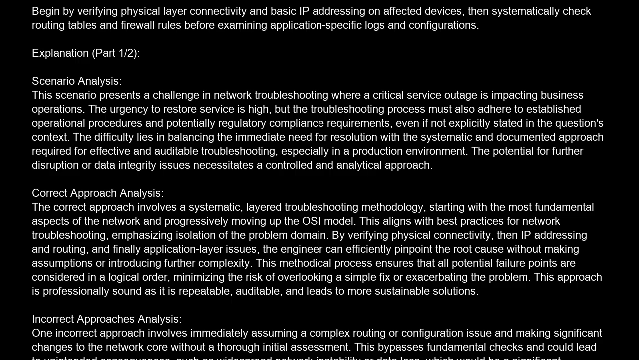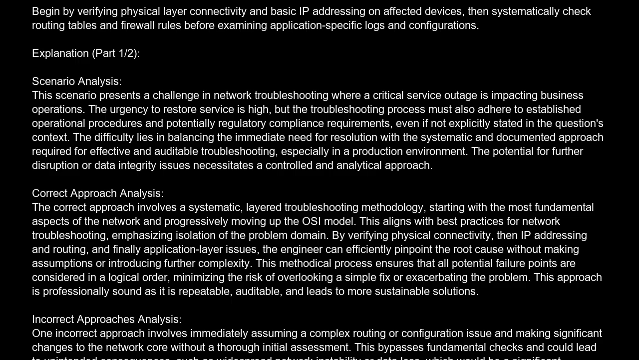Explanation: scenario analysis. This scenario presents a challenge in network troubleshooting where a critical service outage is impacting business operations. The urgency to restore service is high, but the troubleshooting process must also adhere to established operational procedures and potentially regulatory compliance requirements, even if not explicitly stated in the question's context. The difficulty lies in balancing the immediate need for resolution with the systematic and documented approach required for effective and auditable troubleshooting, especially in a production environment. The potential for further disruption or data integrity issues necessitates a controlled and analytical approach.